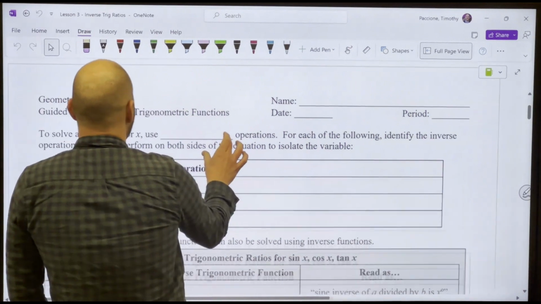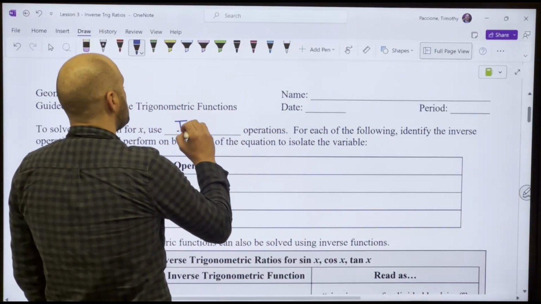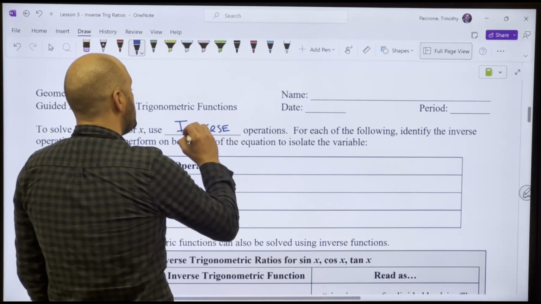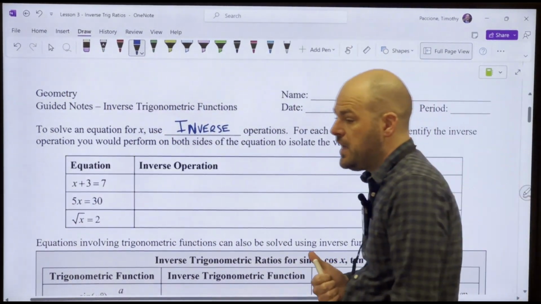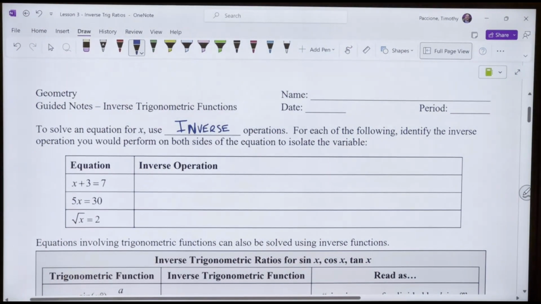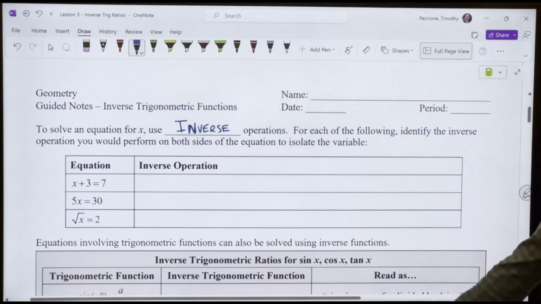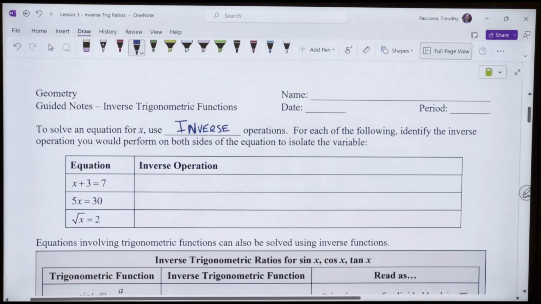So here it says, to solve an equation for x, we use inverse operations, meaning the opposite operations. Operations, of course, can be like adding, subtracting, multiplying, dividing. The inverse of that is subtracting, adding, dividing, and multiplying, right? Just the opposite of whatever you have is the inverse, and it undoes the math. It lets you get to your x, so you can get x by itself. All right? So for each of the following, we're identifying the inverse operation that you would do to both sides to get the variable by itself, right?